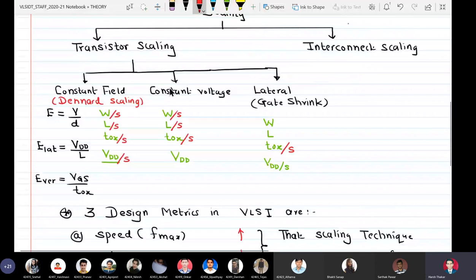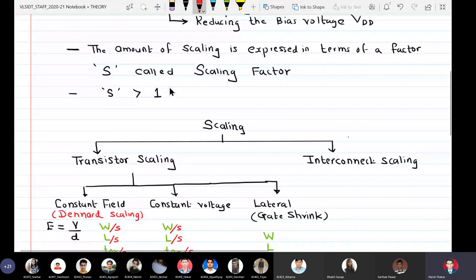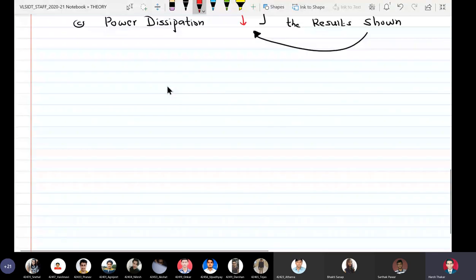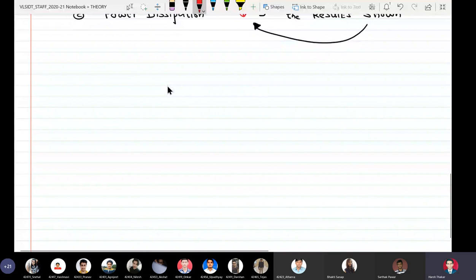Now we are going to mathematically derive whether this Dennard scaling offers us an increase in speed, reduction in area, and reduction in power dissipation. So this is the analytical part of the topic. So what I do is that I first write down the parameters here. We have two tables.